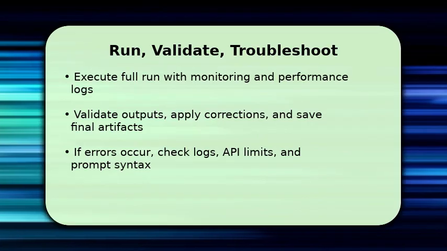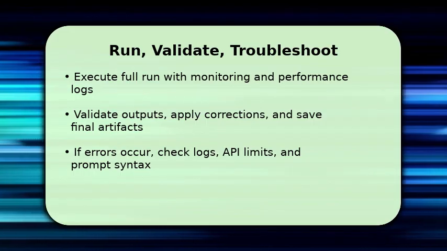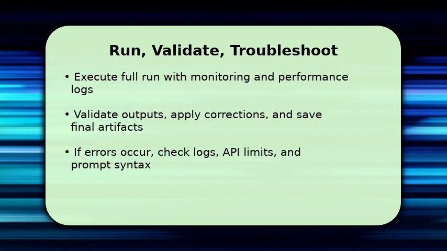If something fails, first check logs for HTTP or rate limit errors, then verify API key scope and prompt syntax. Retry small batches. If persistent, toggle back to a prior template version and compare diffs to isolate the change.